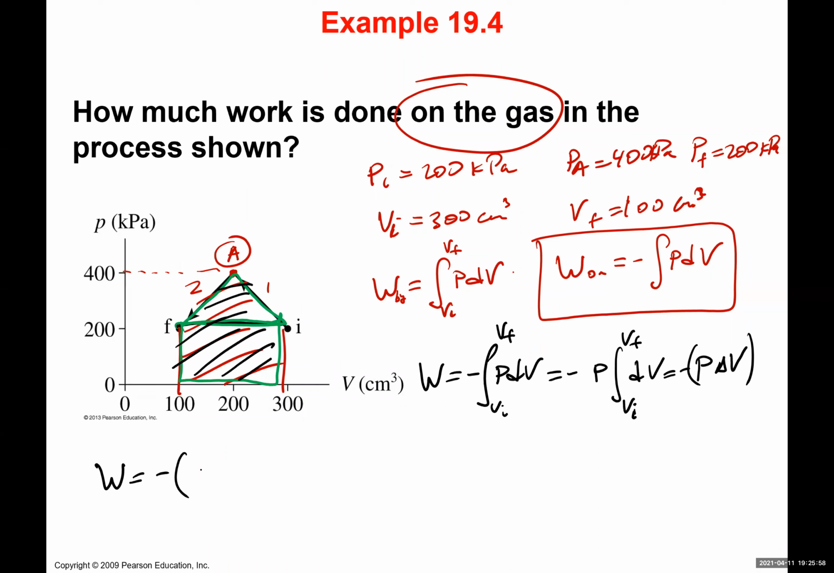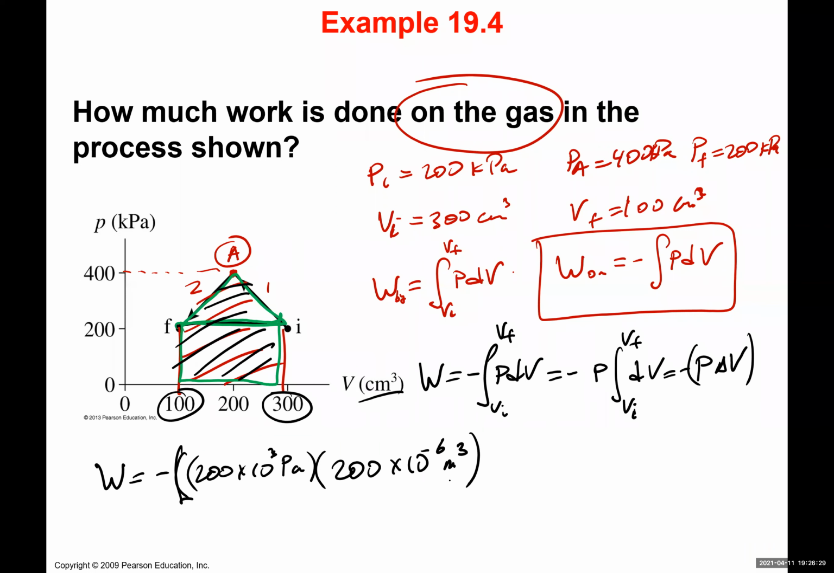rectangle portion will be 200 kilopascal times 10 to the 3 Pascal. Okay. Times then the volume change, and that's basically from 300 to 200. So this will be 200 times 10 to the, since this is centimeter cubed, we have to convert it to meter cubed. So it becomes -6 meter cubed. But since we are compressing, this is going to be negative. Okay.